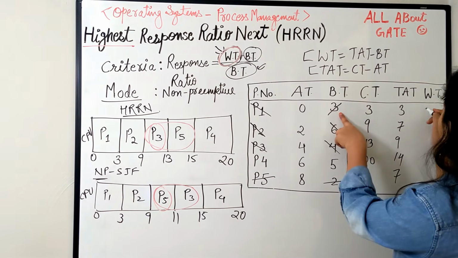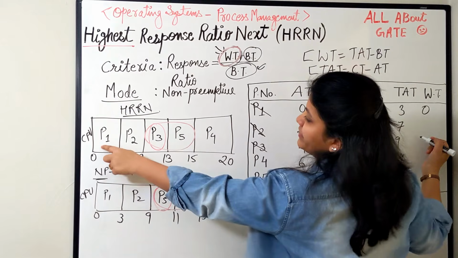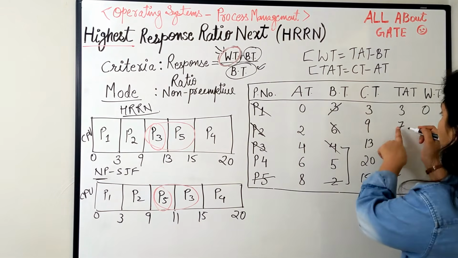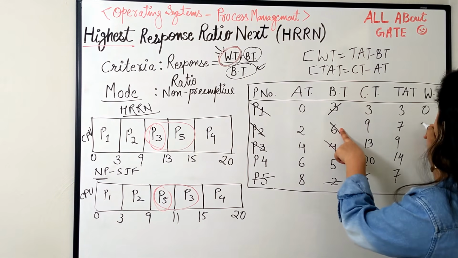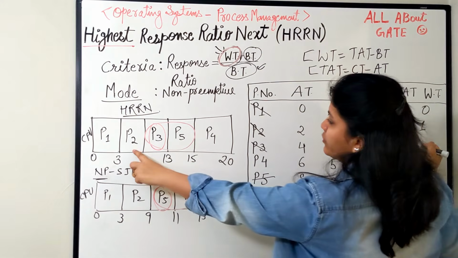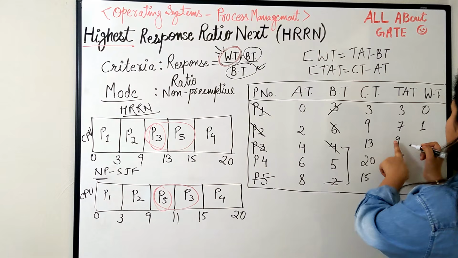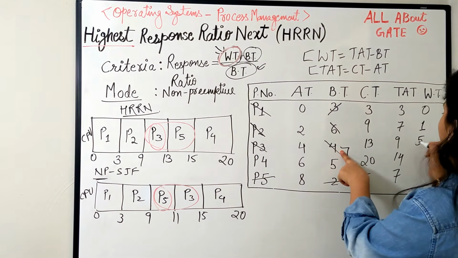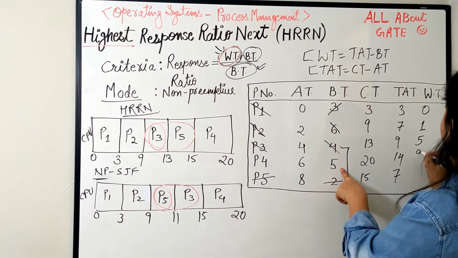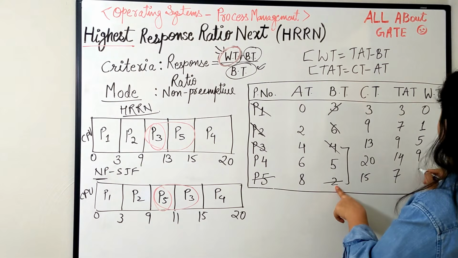Right? Now waiting time, again from turnaround minus burst. So 3 minus 3, 0. You all can see it had to wait for nothing, for 0 time. Now 7 minus 6, 1. Process 2 had to wait for 1 burst. It came at 2, waited till 3. Then 9 minus 4, 5. 14 minus 5, 9 and 7 minus 2, 5.